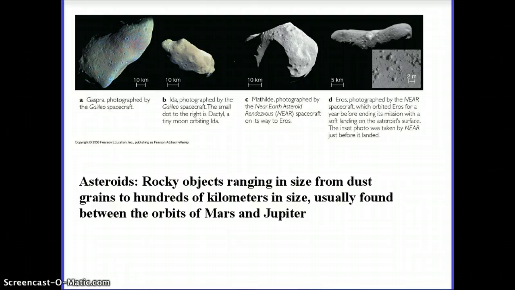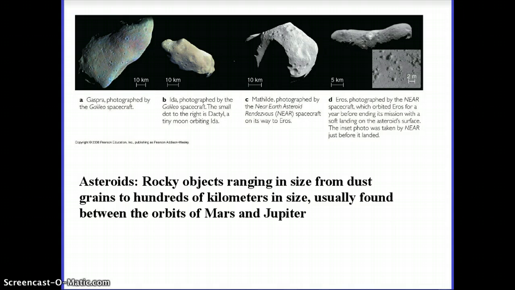So, they are completely irregular. They're not round like a planet. So this is why they wouldn't be considered a planet. They orbit the sun. So that's similar to planets. Most of them are between Mars and Jupiter. There are others that are not between Mars and Jupiter, but the vast majority of them are.